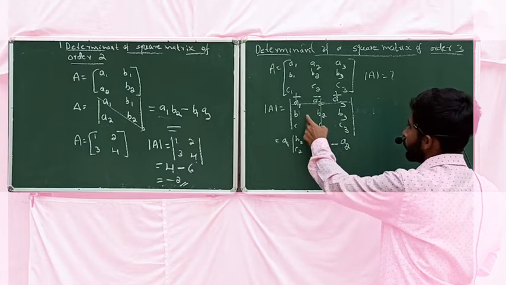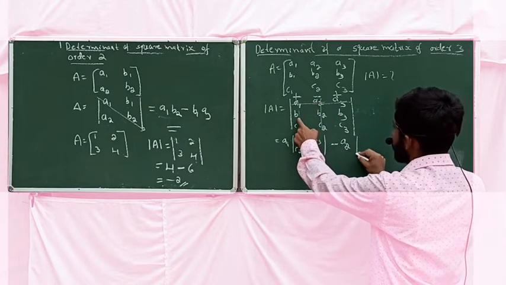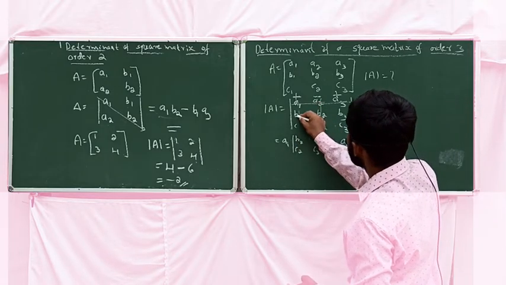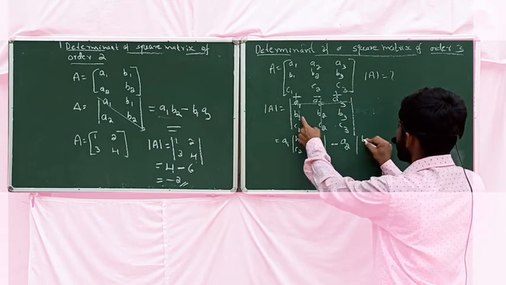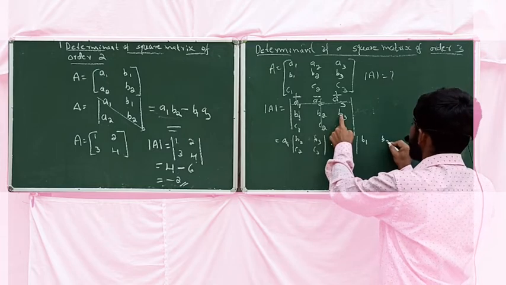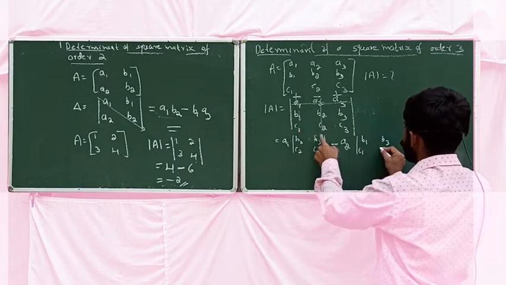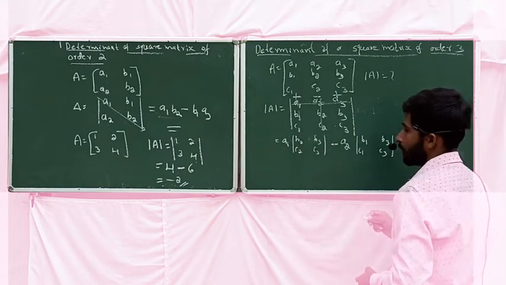So, A2 into what is remaining? Here you can see the determinant. Here B1 and here C1 is there. B1, B3, C1, C3 is remaining. Okay.